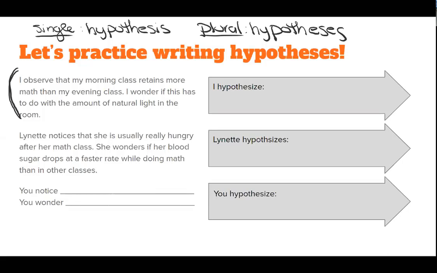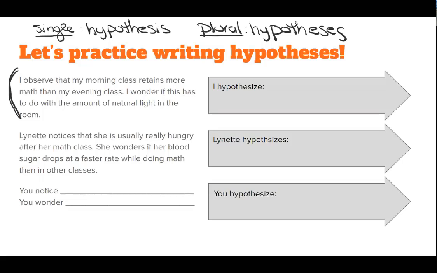I wonder if this has to do with the amount of natural light in the room. So I have this observation. I'm noticing that something affects something else. If I want to write a hypothesis, I need to write a prediction about how the independent variable will affect the dependent variable. So let's go looking through this little observation of mine.